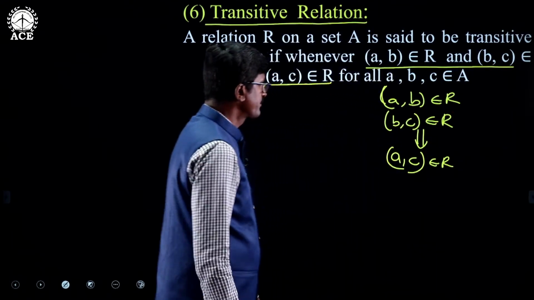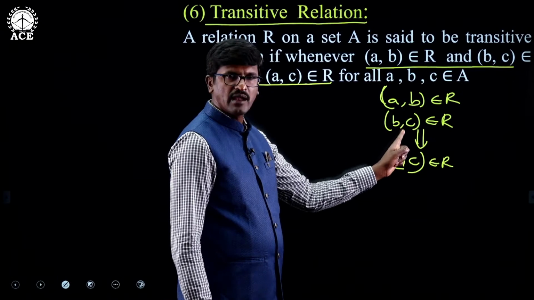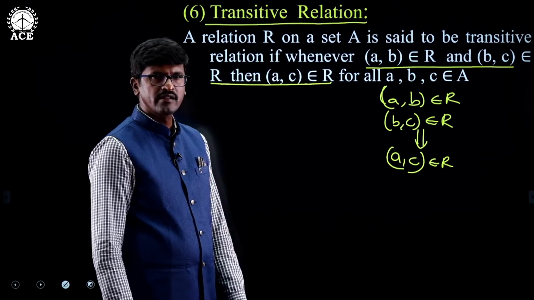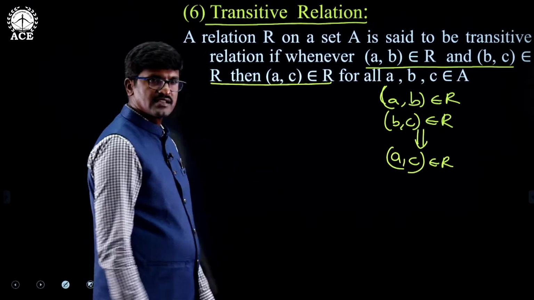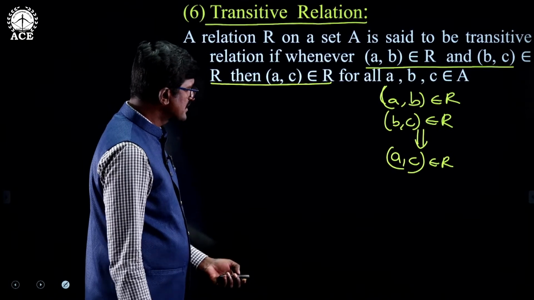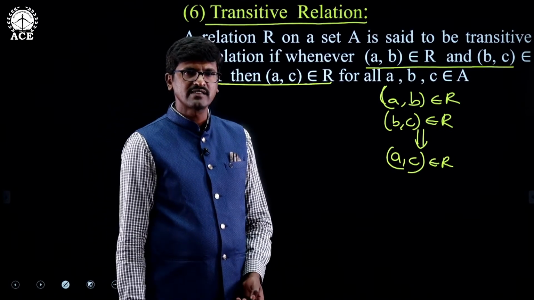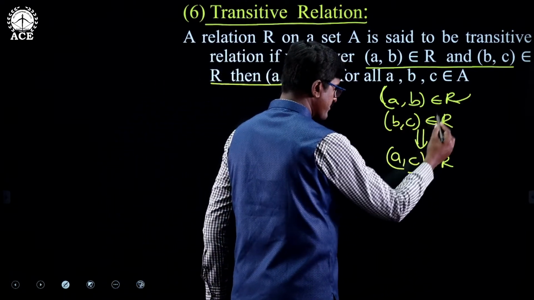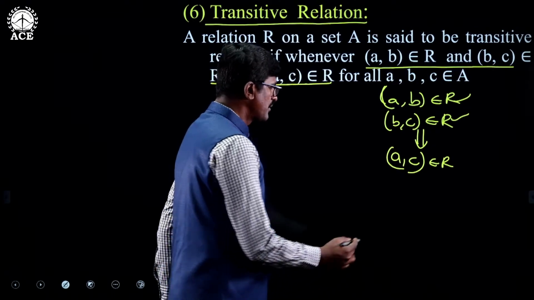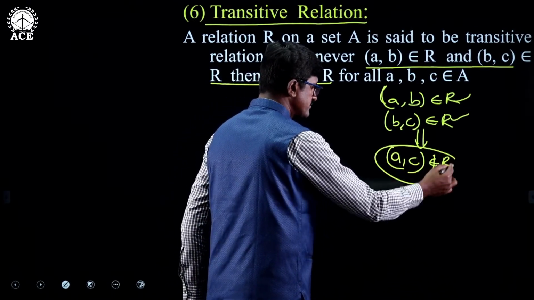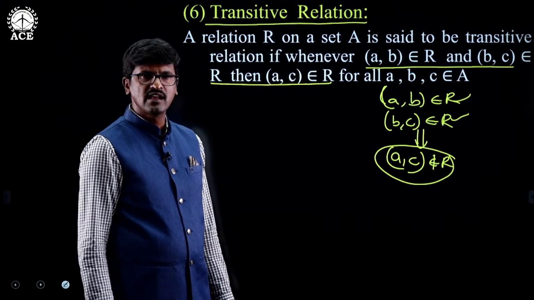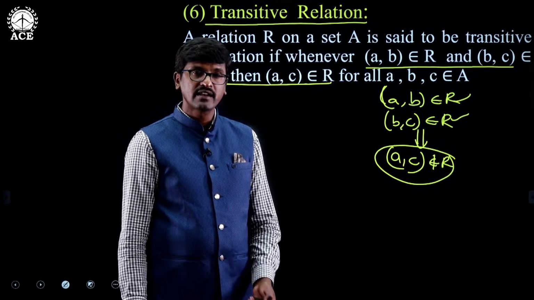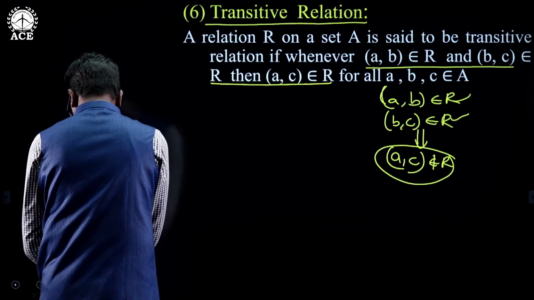This is the transitive property. If there is an ordered pair (A, B) and (B, C), then there must be the ordered pair (A, C) in the relation R. Then we say that the relation is transitive. Otherwise, the relation R is not transitive: when (A, B) is present in R, (B, C) is present in R, but (A, C) does not belong to R, then we say that the relation R is not transitive. So this is about the transitive relation.